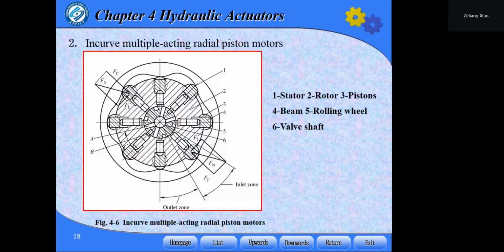Two, the internal curve multiple acting radial piston motors. There are some components. One is the stator, and two is the rotor. Three is the pistons, and four is the beam. Five is the rolling wheel. The last one, six, is the valve shaft.